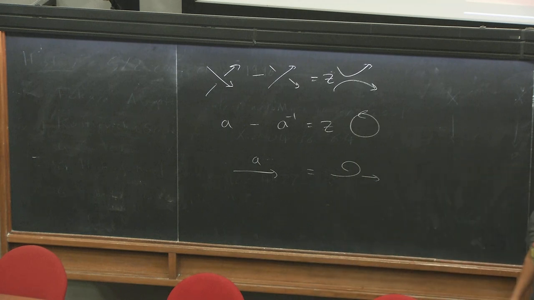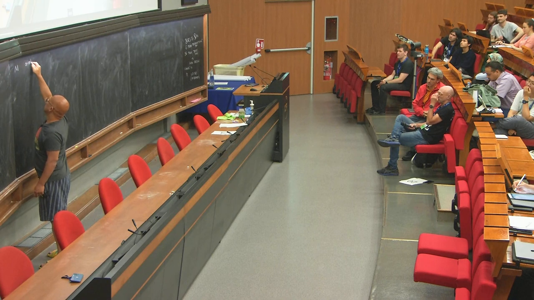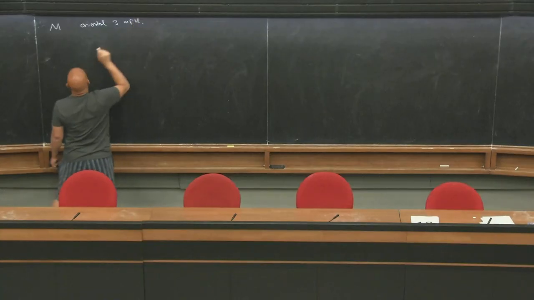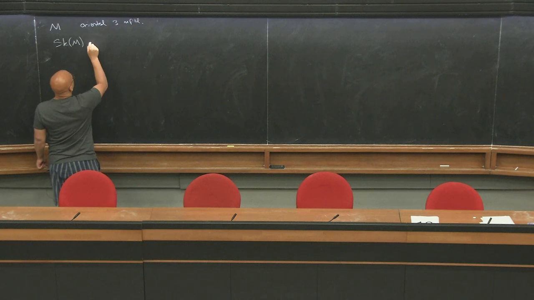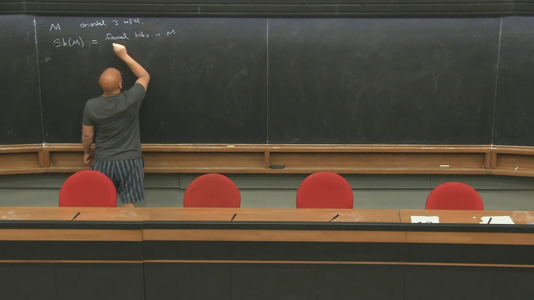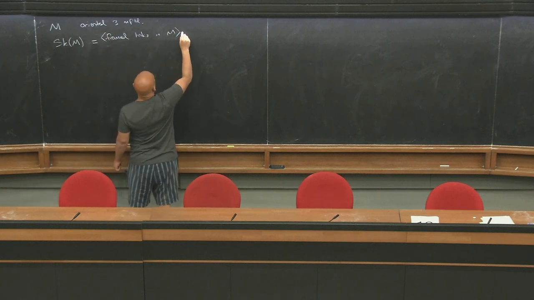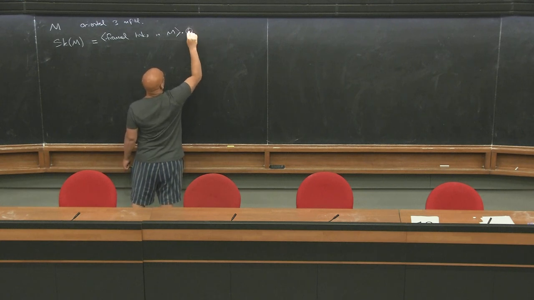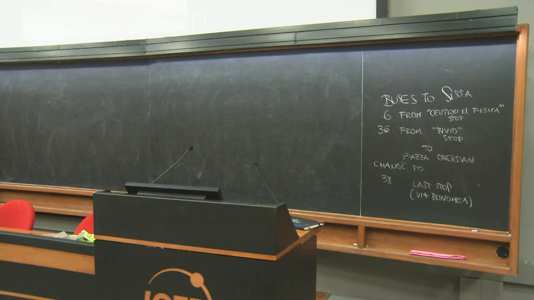So these are the skein relations. They come from the study of quantum invariants of three manifolds and knots. If I have an oriented three manifold M, then the skein of M is a certain module. It's the free vector space with basis framed links in M over, let's say, Q, A, Z, something like that, divided by these relations.